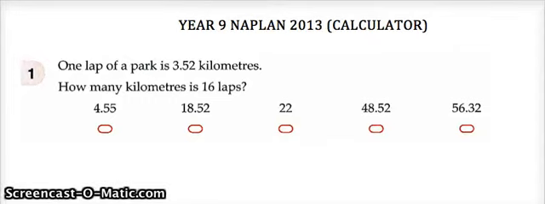2013 NAPLAN Calculator Section Question 1. One lap of a park is 3.52 kilometres. How many kilometres is 16 laps? Pause the video and attempt the question.